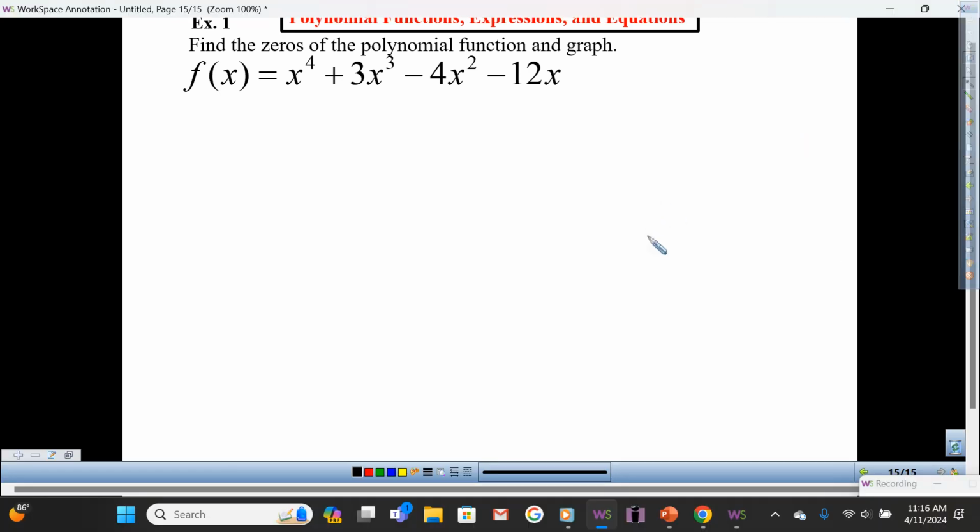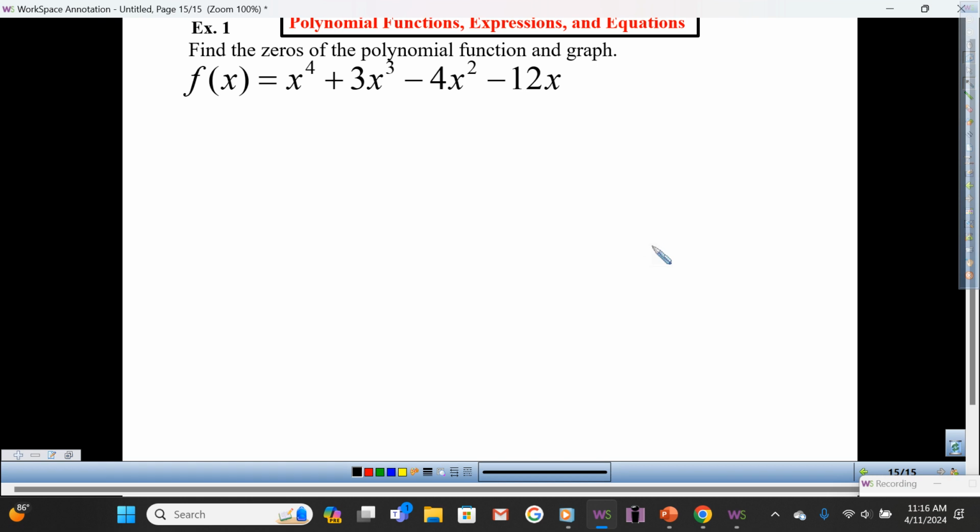All right, so here we go. It says, find the zeros of the polynomial function and graph. So now we should be able to do the whole thing, yes? Yes, Mr. Q. So, everybody, tell your neighbor what step 1 would be for this. Step 1. Yeah, change f of x to 0. Easy, let's go. x to the fourth plus 3x cubed minus 4x squared minus 12x.